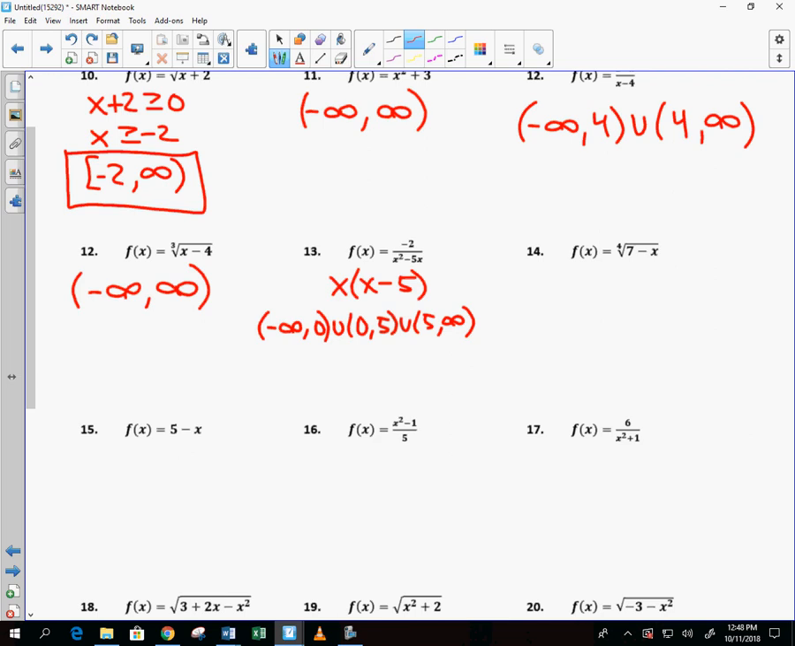For number 14, I have a fourth root. Do fourth roots have issues? Big issues. Yeah, we got to make sure it's positive. So we say that 7 minus x must be greater than or equal to 0. Subtract the 7, -x greater than or equal to -7. Divide by -1, x less than or equal to 7. So -infinity to 7.